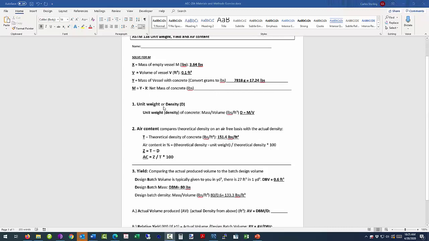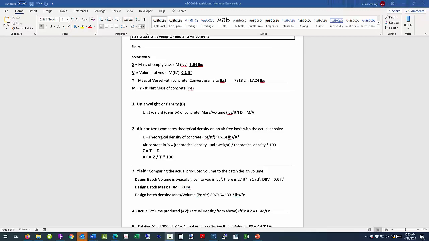Then you'll move on to unit weight, or what is known as density. If you look at everything, we've identified what you need by the letter of what you're trying to solve for. In this case you're getting density, so it's mass divided by volume. D, which is density, equals mass divided by volume. You already solved for M, your mass, so that gives you your density. The volume is this number, cubed.